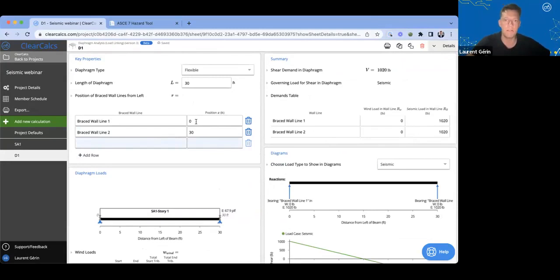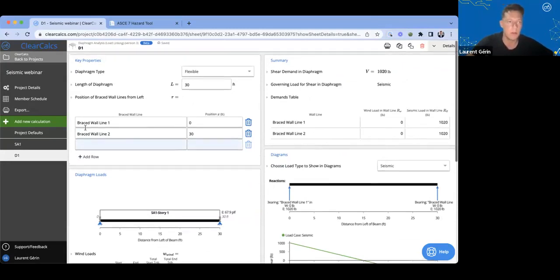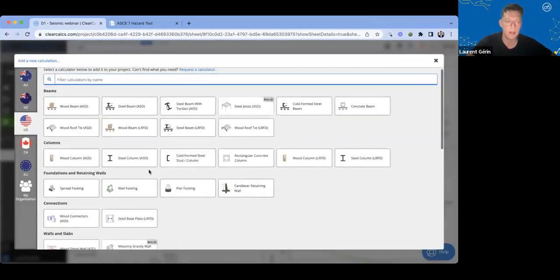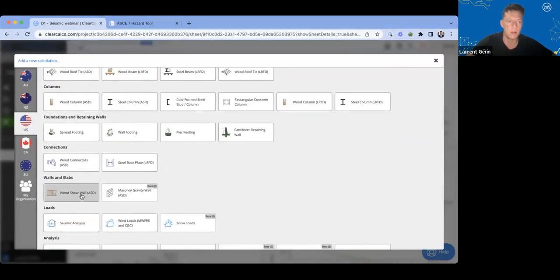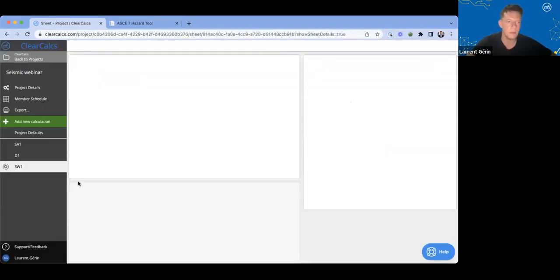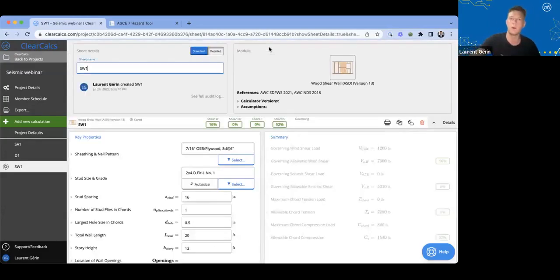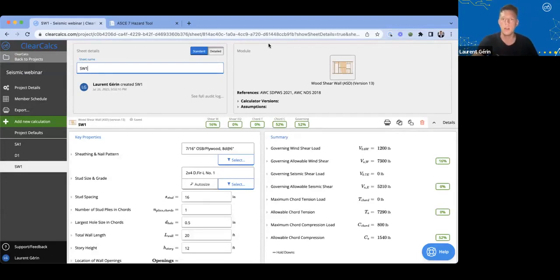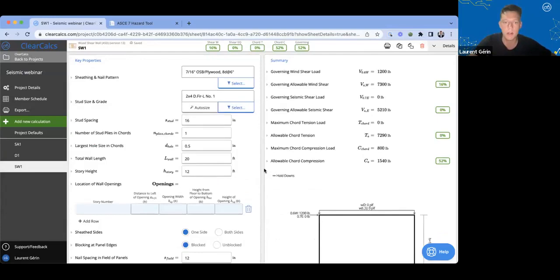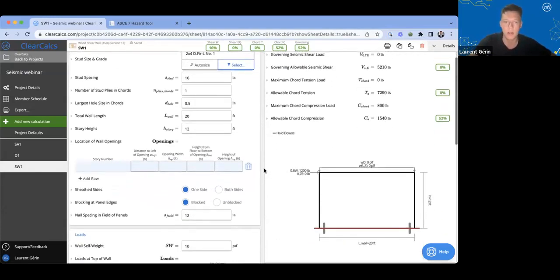And then the last part, if I want my shear walls, I'm going to create a new calculation again. And this time I'm going to create a wood shear wall. We ran a webinar a few months ago on shear wall design, actually. The recording is available on our website. I would really encourage you to take a look at this if you want to learn more about shear walls. Just in the interest of time today, I'm not going to focus too much on the shear wall design. The only thing I'm going to show here is just how to add the loads.